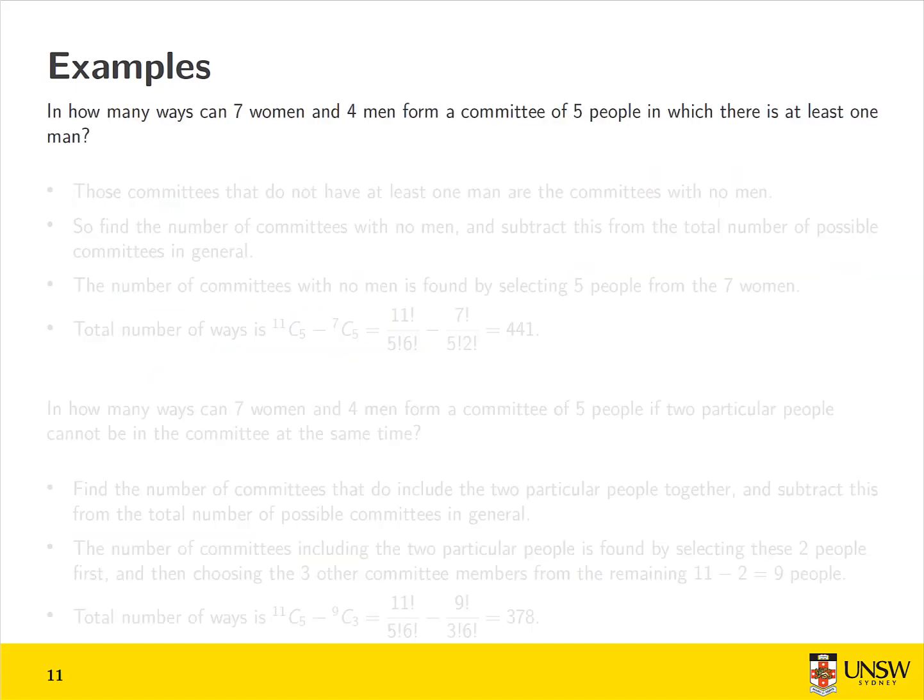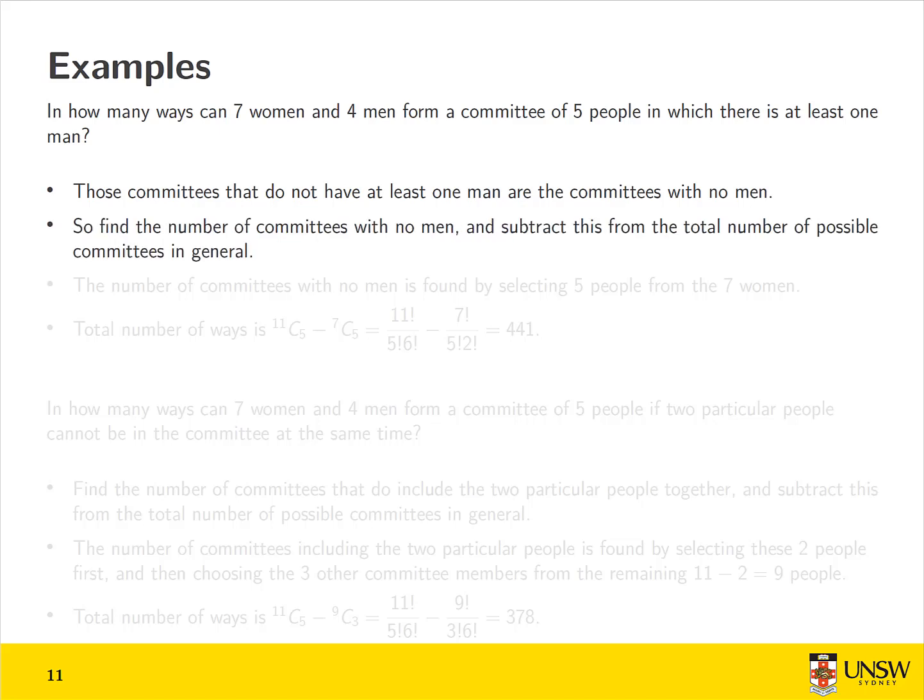Sometimes it is easier to count a set of arrangements by instead finding the size of the complement, or opposite, of the set, and subtracting this from the total number of arrangements in general. For example, in how many ways can 7 women and 4 men form a committee of 5 people in which there is at least 1 man? The complement of those committees with at least 1 man is the set of committees with no men. Since this is easier to calculate, let's find the size of the complement set and subtract it from the total number of possible committees in general.